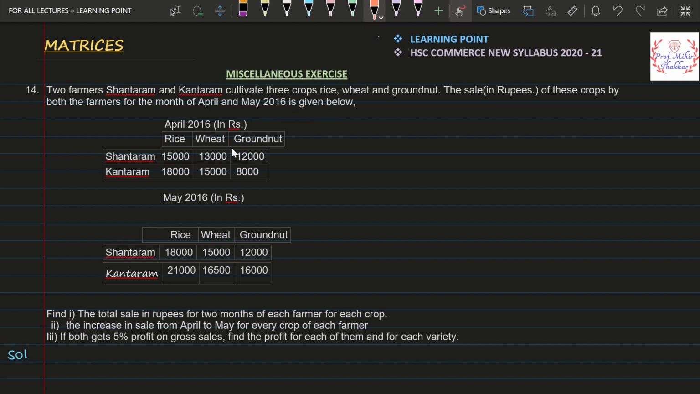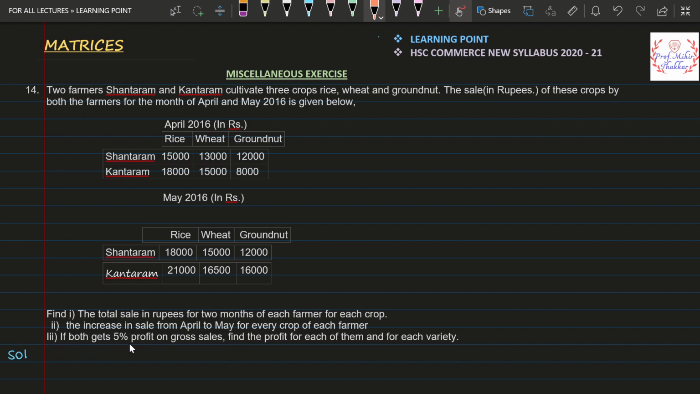2016 is given below. In the month of April 2016, the sale of rice, wheat and groundnut by Shantaram was 15,000, 13,000 and 12,000 respectively, and by Kantaram the sale was 18,000, 15,000 and 8,000 respectively. Similar figures are also given for the month of May 2016, and two questions are asked over here: the total sale in rupees for the two months for each farmer for each crop, and the increase in the sale from April to May for every crop for each farmer.